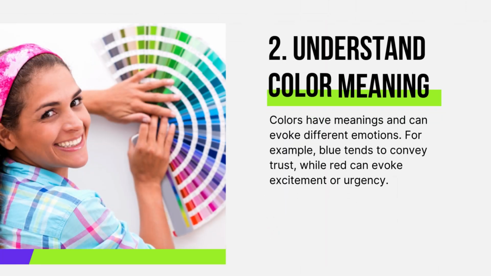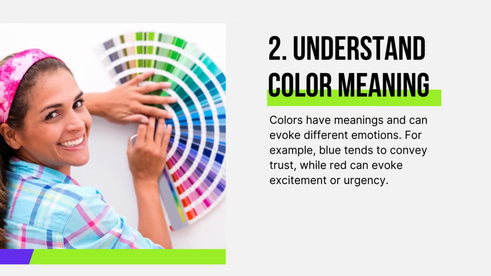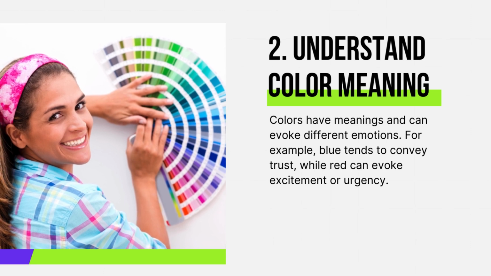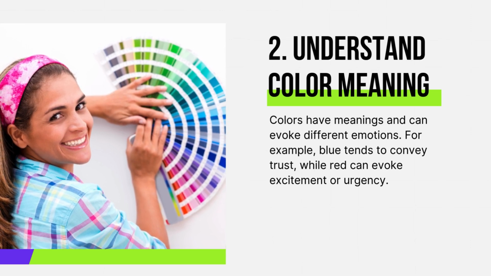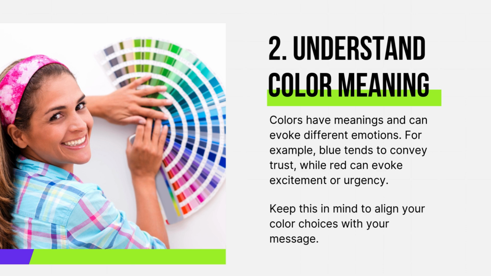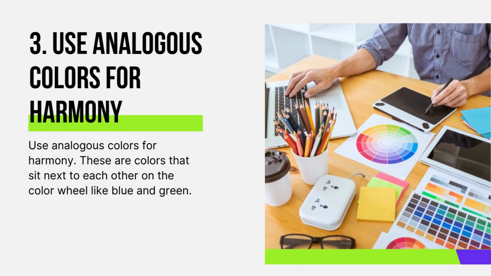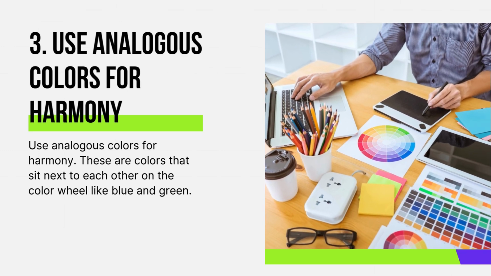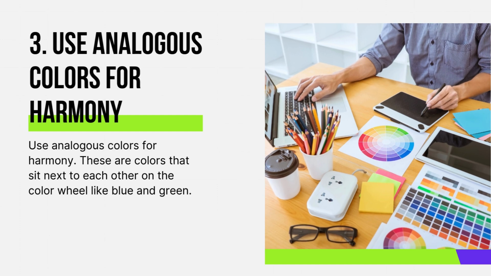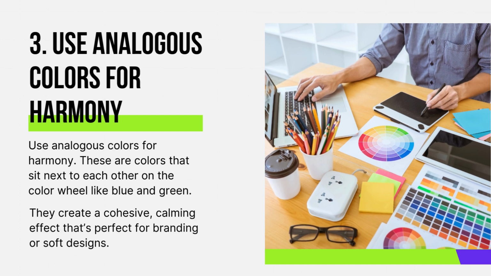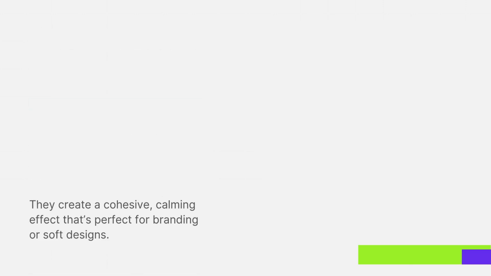Colors have meanings and can evoke different emotions. For example, blue tends to convey trust, while red can evoke excitement or urgency. Keep this in mind to align your color choices with your message. Use analogous colors for harmony. These are colors that sit next to each other on the color wheel, like blue and green. They create a cohesive, calming effect that's perfect for branding or soft designs.